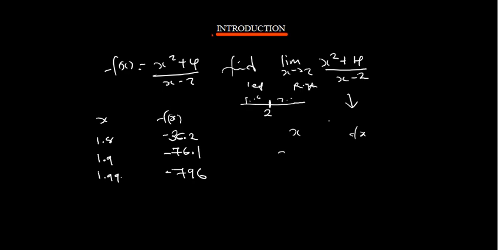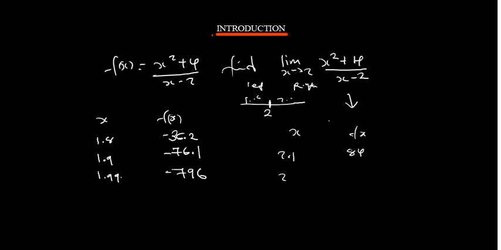Let's say 2.1 as x approaches 2. If you put 2.1 in this function, we say 2.1 squared plus 4 over 2.1 minus 2. This will give you 84. So this is giving 84. So this is from the right, I mean. From the right, we are getting numbers above 2, then from the left, we are getting numbers below 2.